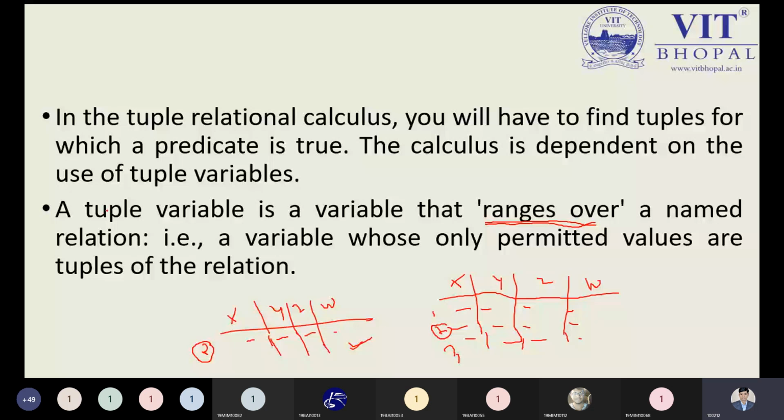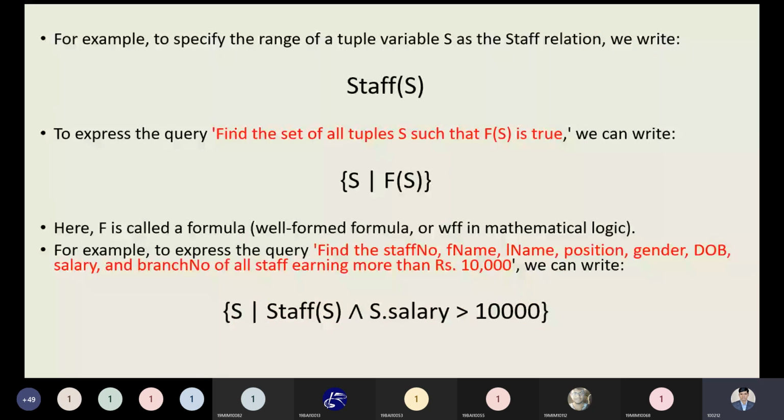No doubt. Now please tell me, shall I move? Yes, sir. Okay, so here we have some examples. Read the example carefully and just give me the answer properly.